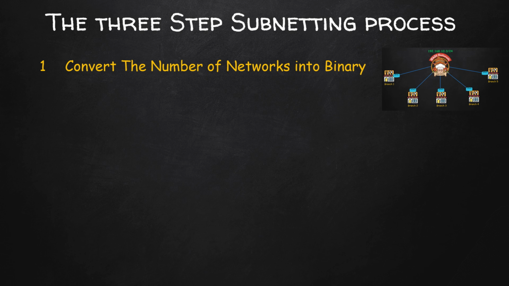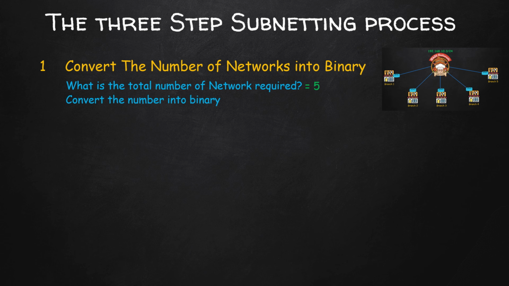Point number 1 is convert the number of networks into binary. If you closely look at the diagram, you can see there are 5 branches available. So how many subnetworks do you need? I hope you already know the answer. In the first point, first you need to understand the total number of networks required. When you look at the diagram, you can understand that there are 5 branches in total. So you need 5 subnetworks. The answer is 5. Then convert the number into binary. You need to convert this number 5 into binary.